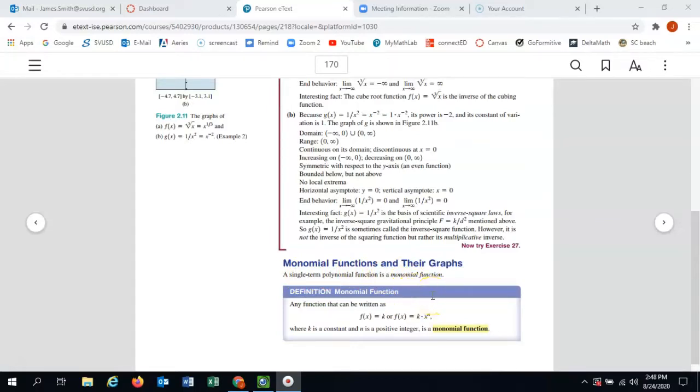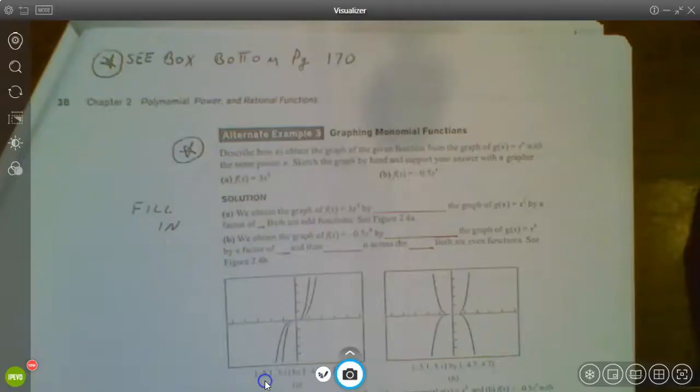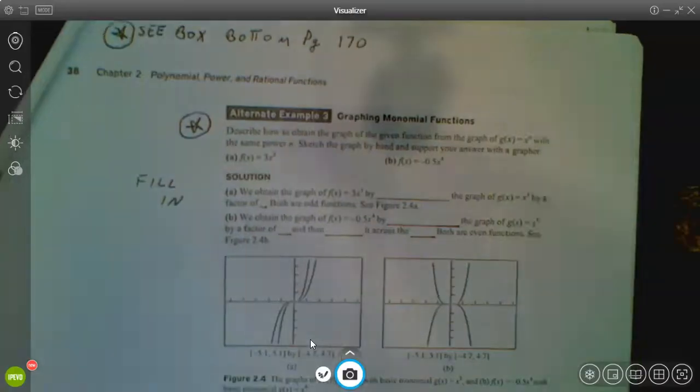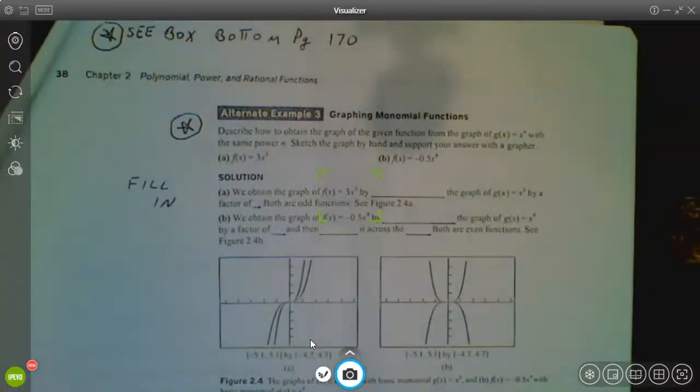Terms are separated by pluses or minuses. So if it's just something x to the something, it's just a single term, and so we call that a monomial function, which we're going to be looking at here. I also want to show you real quick, and I know you've seen this before, but I'm going to remind you of what our x to the third function looks like, because that's going to come up in our next example right here.